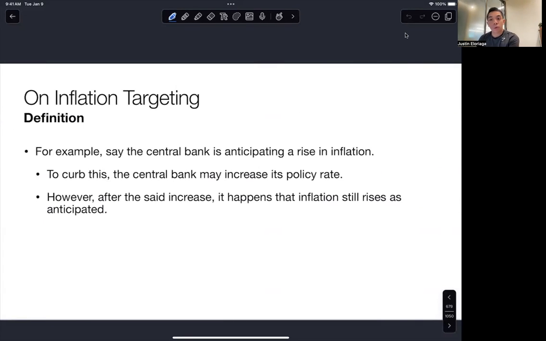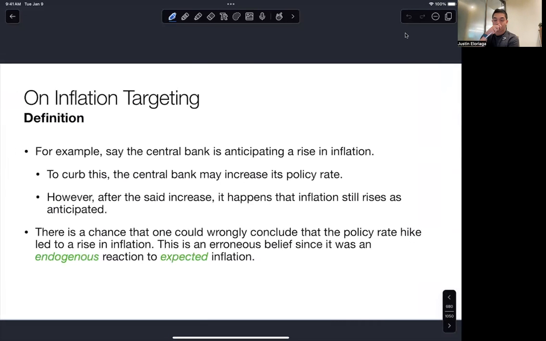However, it so happens that after they increase the policy rate, inflation still rises as anticipated. Now, if you use a typical unrestricted VAR, you might wrongly conclude that the policy rate hike, that is the central bank increasing its policy rate, was the one that led to the increase in inflation, which is quite an erroneous statement to say, because it's simply the central bank endogenously reacting to expected inflation.